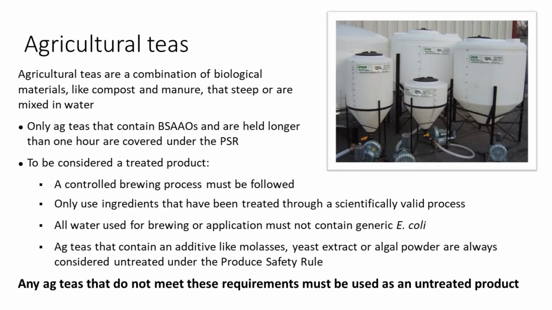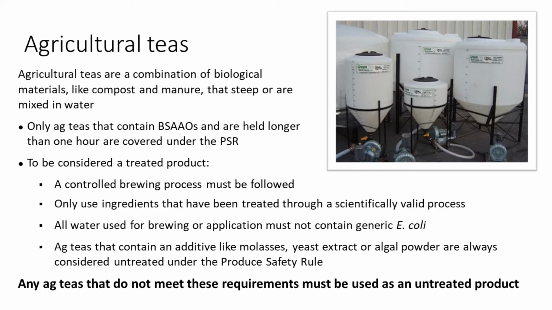So again, we talked a little bit about what that means, but if you're using compost to make your ag tea, you want to make sure that you're using a treated compost product to make your ag tea. And then the other products that go into your ag tea, you want to have some information from the supplier of those products that they have been treated in a way where there aren't any pathogens in them.